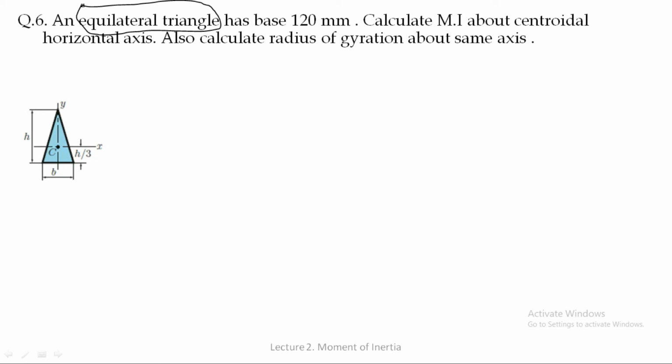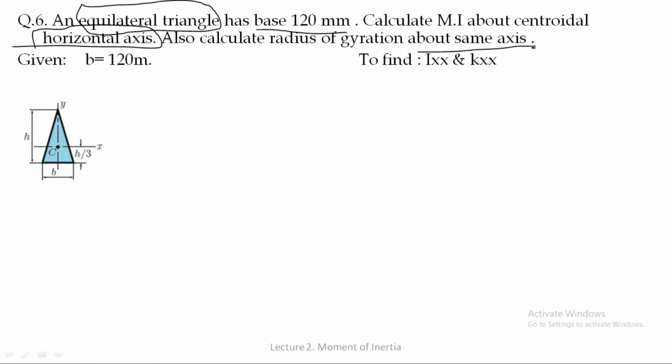Okay. Then what is given? Let us go through what values are given. The base of this equilateral triangle is given. So what is the value of base of this equilateral triangle? It is 120 mm. Okay, so the value of base is 120 mm. Again, what they have asked us to find out? They have asked us to calculate the moment of inertia about horizontal axis. Remember, only they have asked us to find out about one axis only, and that is the horizontal axis. And also we have to calculate the radius of gyration about same axis. So we have to find Ixx and Kxx.